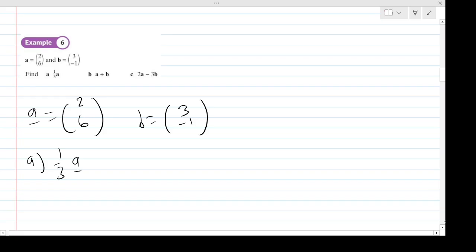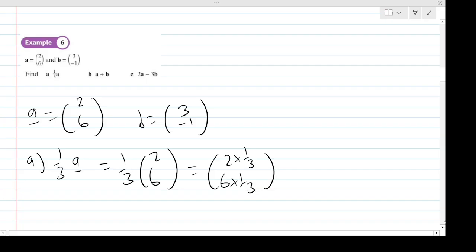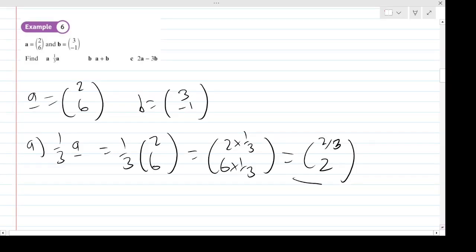They work how you expect. So if you do a third of A, that's the same as a third of the column 2, 6, right? And so that is essentially just times in both the top and the bottom number by a third. So that would be 2 times a third and 6 times a third, and 2 times a third is 2/3, and 6 times a third would be 2. And there we are. So that's a third of A as a column.